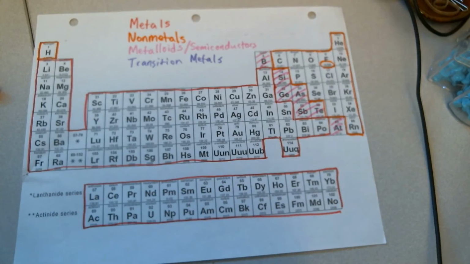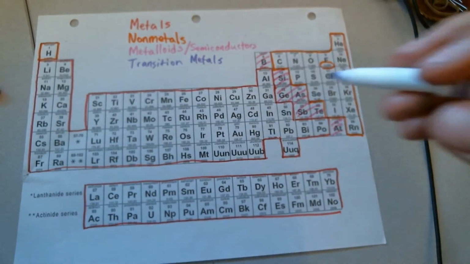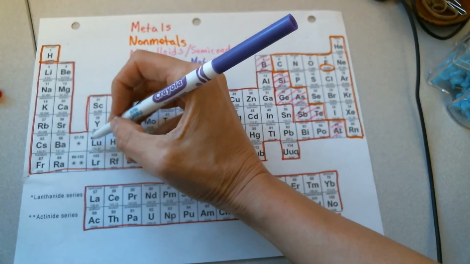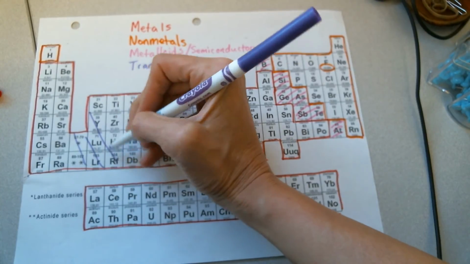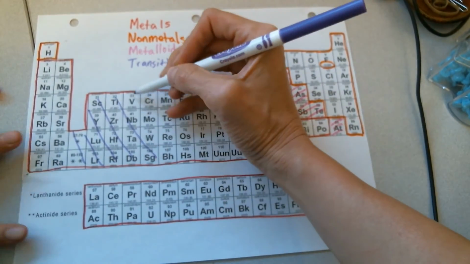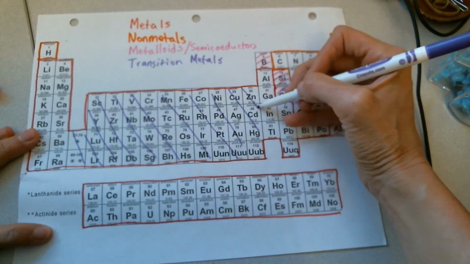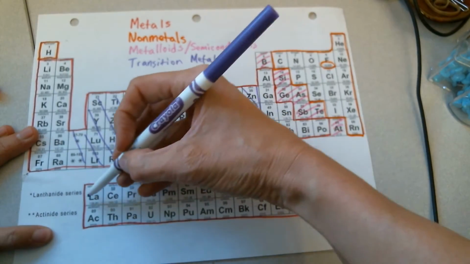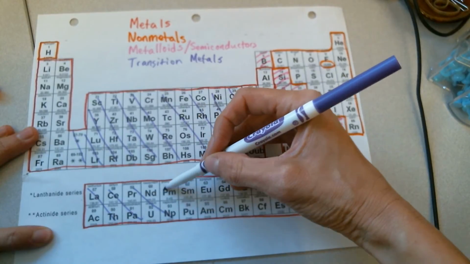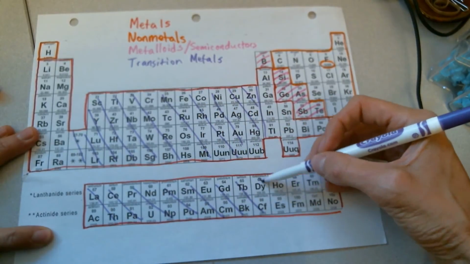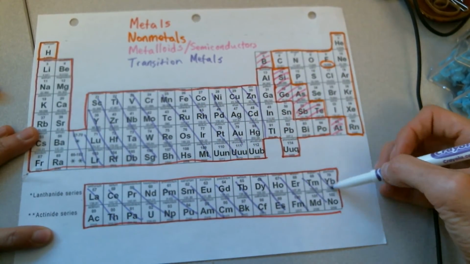Okay, so the transition metals include all of these that you see here. They kind of make a block here. It does include these guys on the bottom here, the lanthanides and actinide series.